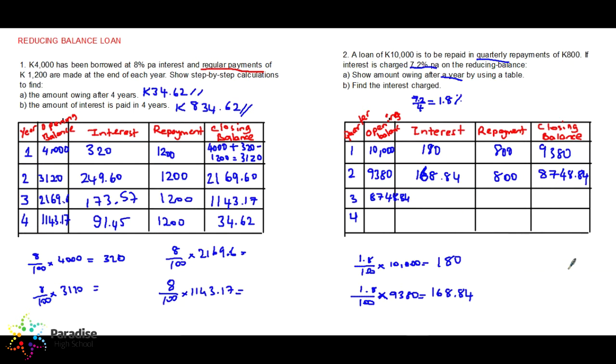8,748.84. Then what is the interest? 8,748.84 times 1.8 divided by 100. We always round the numbers to two decimal places, if possible. Then that's going to be 157.48. 800 kina is the repayment. Then what is the balance?